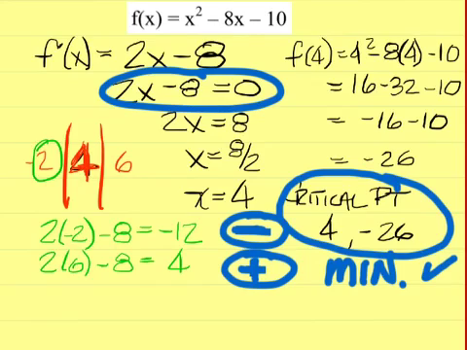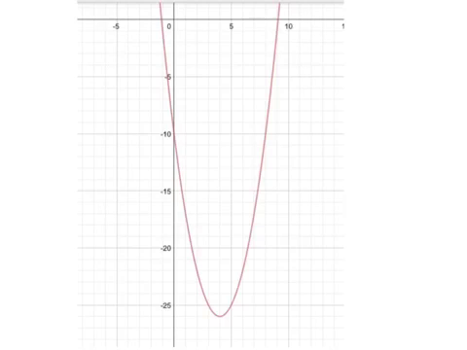Now here's an illustration of all of that. Here's the graph of the original function. And notice down here at the bottom, look at that point. That is (4, -26). And notice that it is at the very bottom of the graph. It is a minimum value. You can't get any lower on the graph than that. So it does verify what we have done.